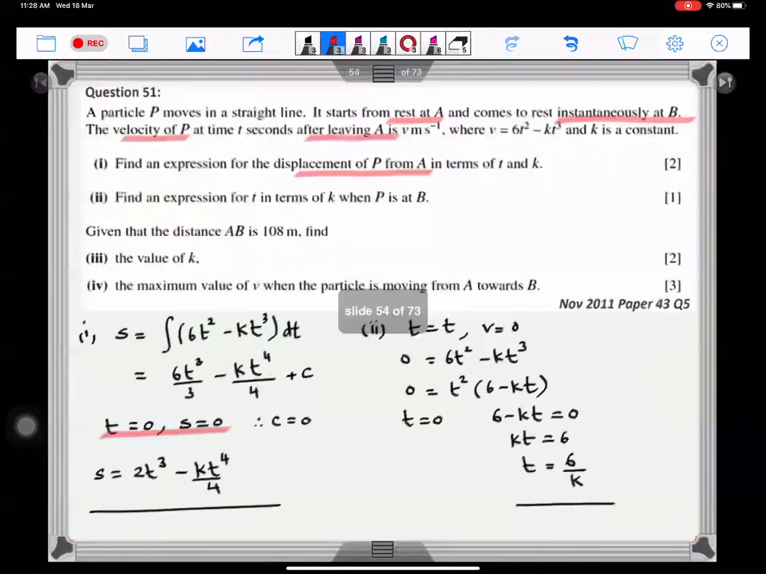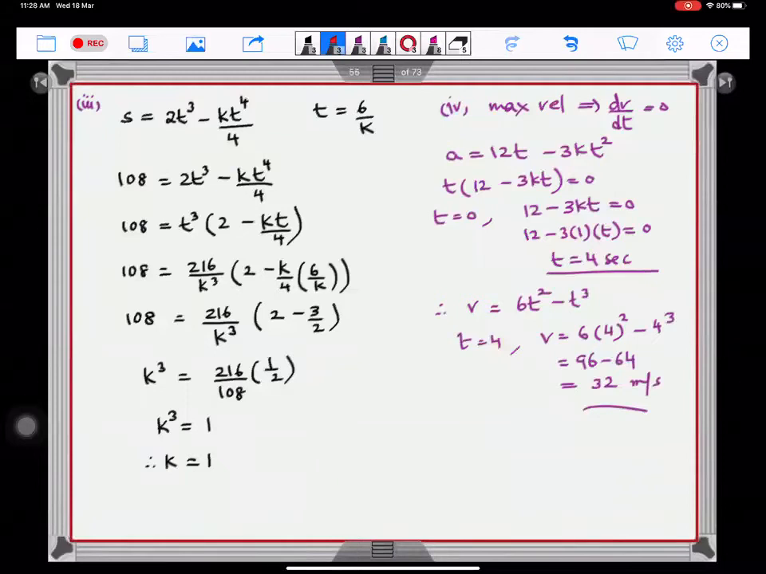What is the fourth part? The fourth part is the maximum value of v when the particle is moving from A towards B. We already talked about maximum of anything at the beginning of the lecture. Maximum displacement, velocity equals 0. Maximum velocity, acceleration is 0. Maximum acceleration, derivative of acceleration is 0. So since it's asking about the maximum velocity, we will differentiate the velocity equation. We now have the value of k. We will make it equal to 0 and find the value of time, which in this case comes out to be 0 and 4 seconds.